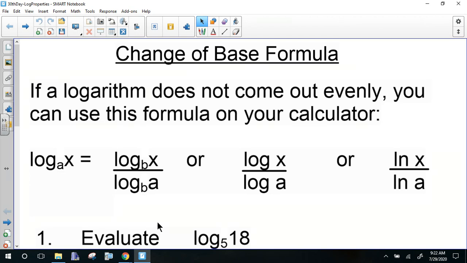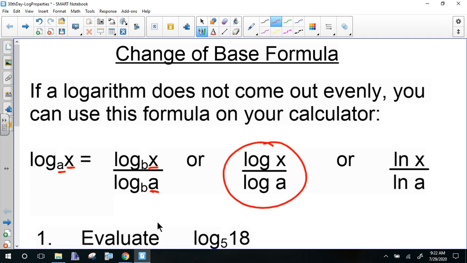So the example would be to take the log of the big number divided by the log of the base. So log of the big number divided by the log of the base. Okay, so it looks like this. And we can also do the same with natural log. It doesn't matter which one you use, they both will give you the same answer.